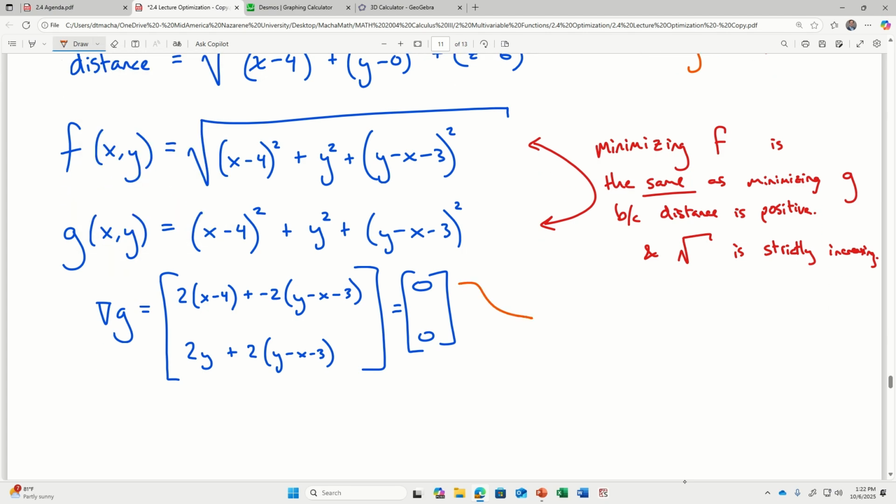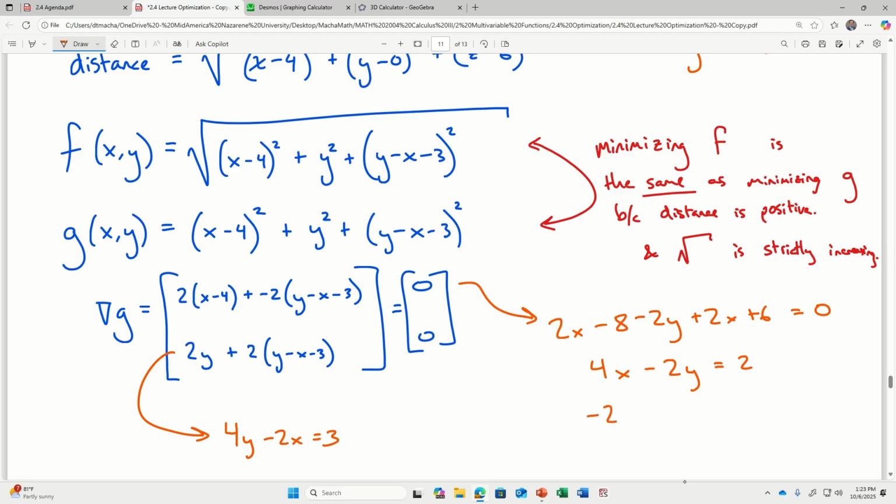And for the first entry, I'm going to go ahead and expand things out, try to collect terms. I've got 2x minus 8 minus 2y plus 2x plus 6 equals 0. That means 4x minus 2y equals 2. For this one, 2y plus 2y is 4y minus 2x equals 3. So I could say negative 2x plus 4y is equal to 3.